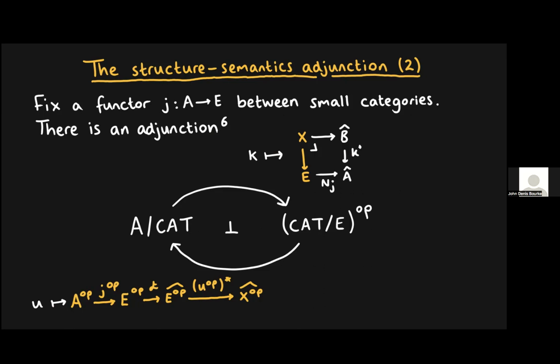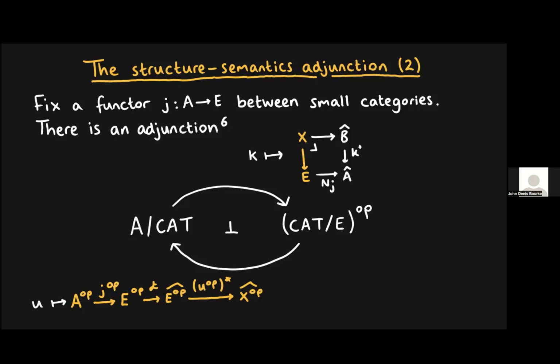In this case, we have an adjunction between the category of co-slices under A and the opposite of the category of slices over E. And I'm not going to go into too much detail about why the adjoints are defined as they are, but I can give a little bit of intuition.